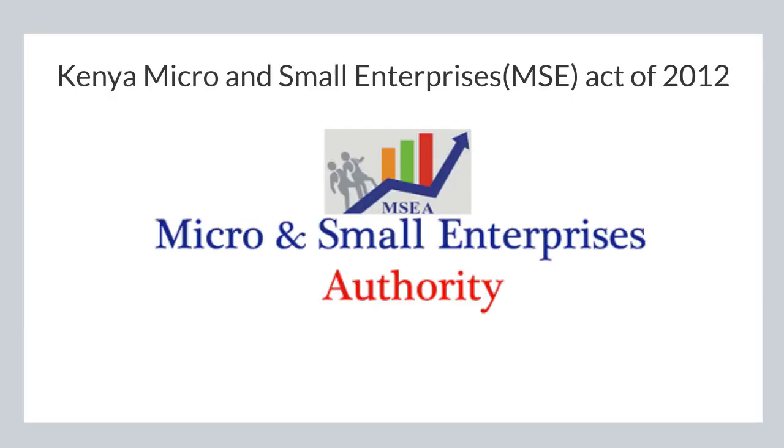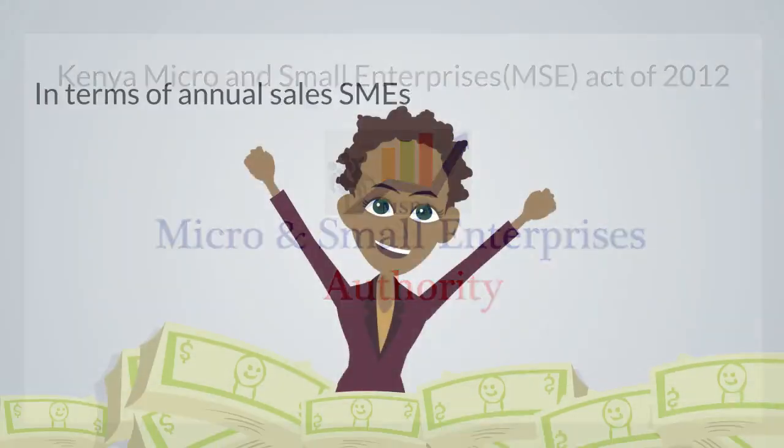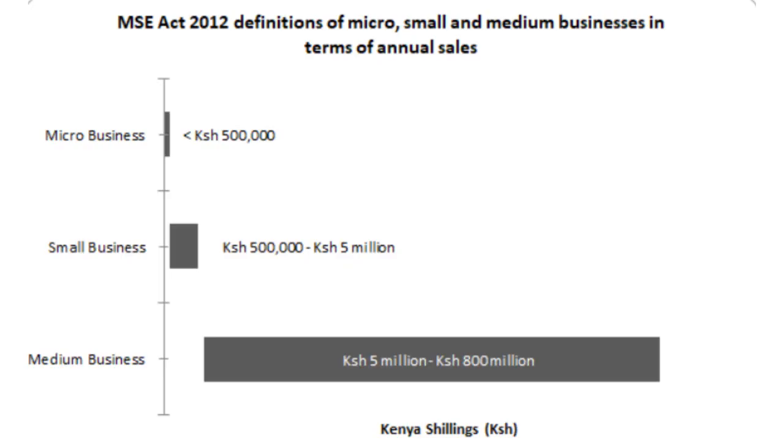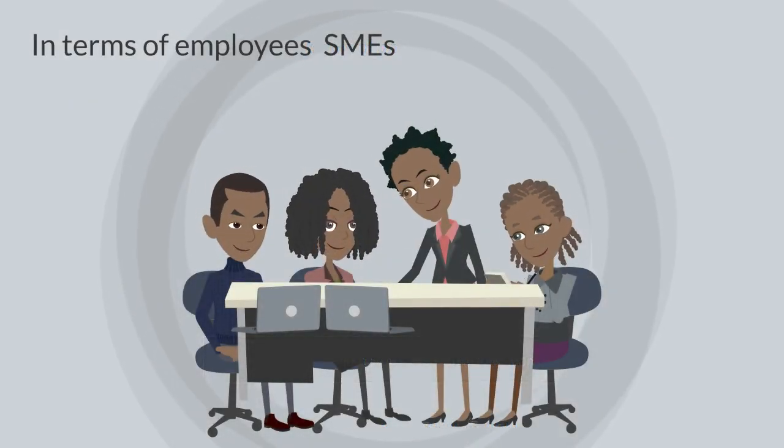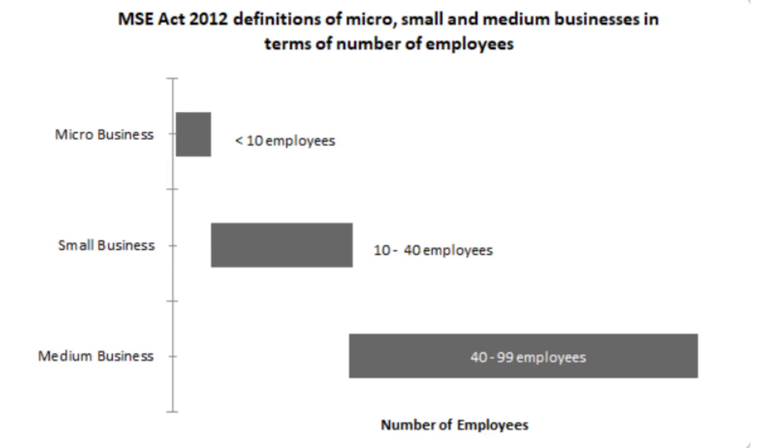On the other hand, the Kenya Micro and Small Enterprises Act of 2012 defines micro and small enterprises in terms of annual sales as follows. Micro businesses have annual sales of less than 500,000 shillings. Small businesses have annual sales between 500,000 and 5 million, and medium businesses have annual sales between 5 and 800 million. In terms of employees, the definitions are as follows. Micro businesses have less than 10, small businesses have 10 to 40 employees, and medium businesses have 40 to 99 employees.